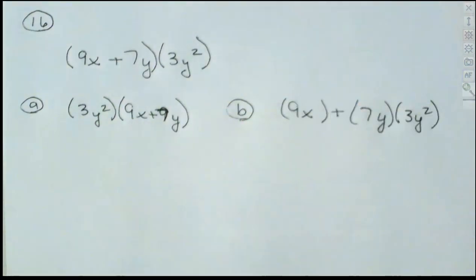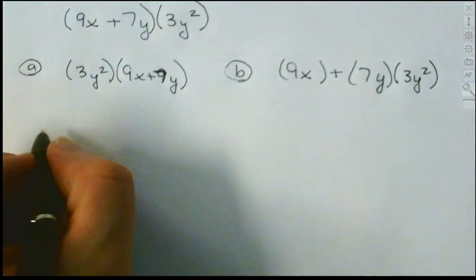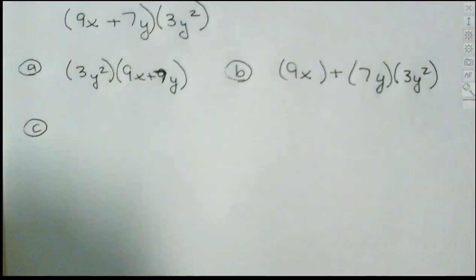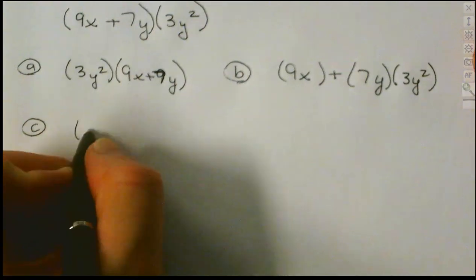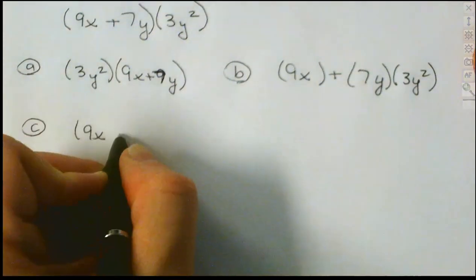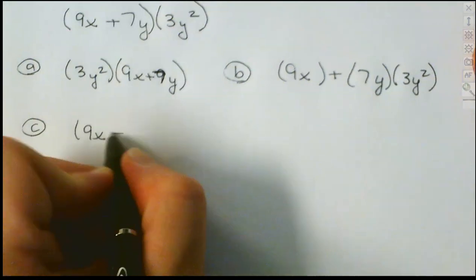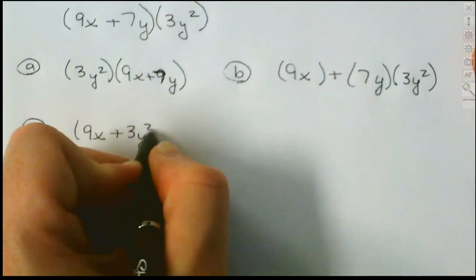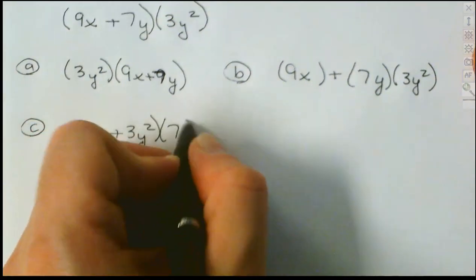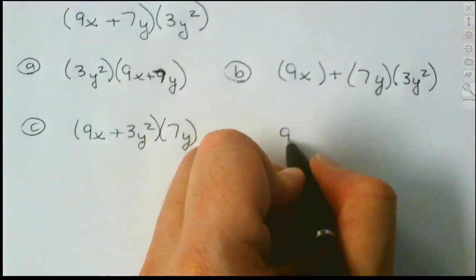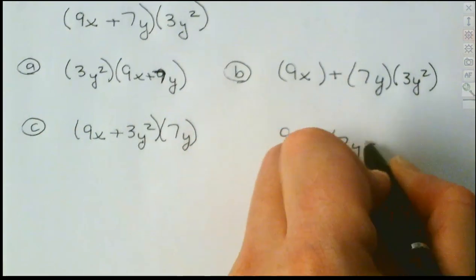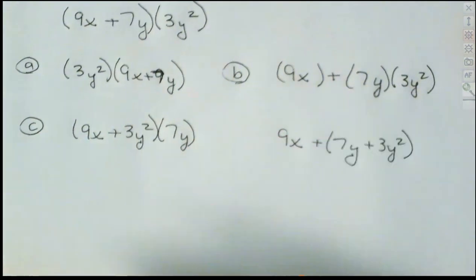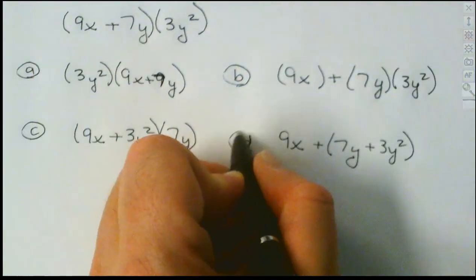So there's that one. We've got choice C, and we're looking for which one's going to be the same. Okay, I'll mark it down as being here. Choice C is 9x plus 3y squared times 7y. Okay, and only one of these is going to work for us. And choice D is 7x plus 7y plus 3y squared.